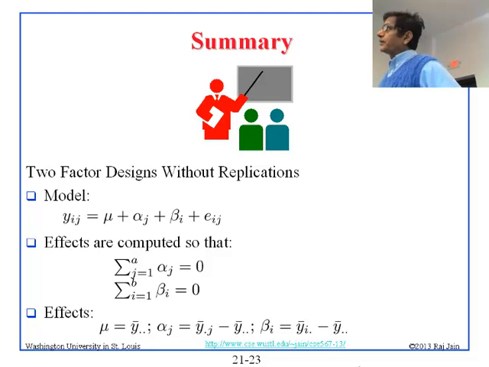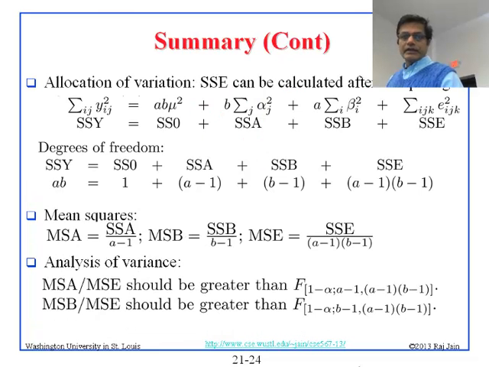Two-factor design without replication. The model is simply the mean plus the effect of the first factor plus the effect of the second factor plus the errors. The effects are computed so that they add up to 0, and the effect can be computed from the means along the 2 dimensions. The sums of squares add up. There are 2 important sums of squares, SSA and SSB. So you calculate the mean squares from the degrees of freedom, and then you calculate the 2 F values.